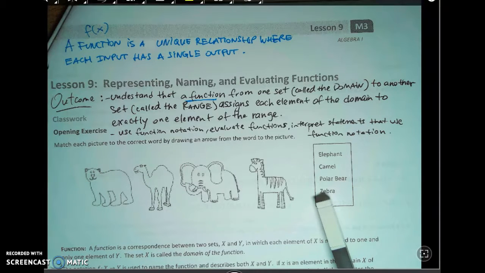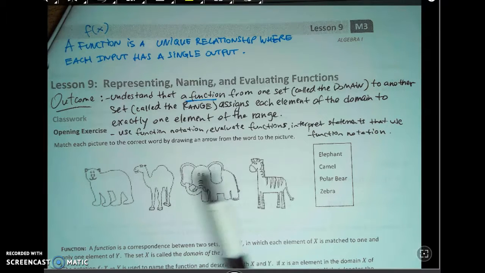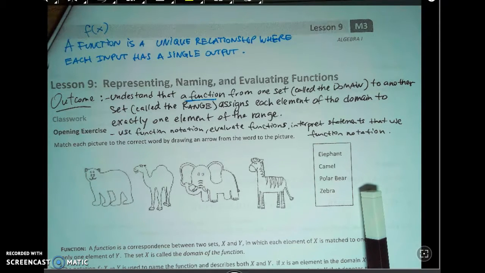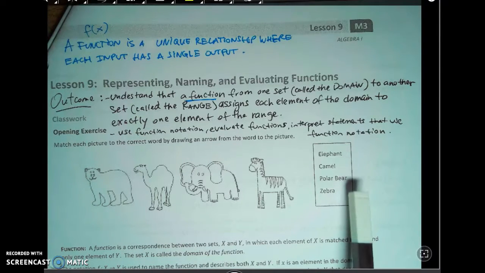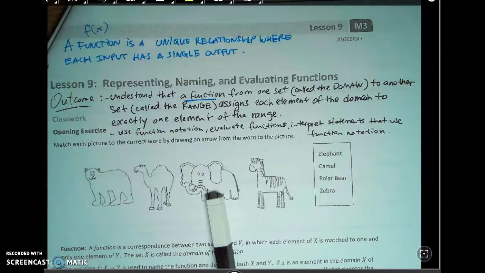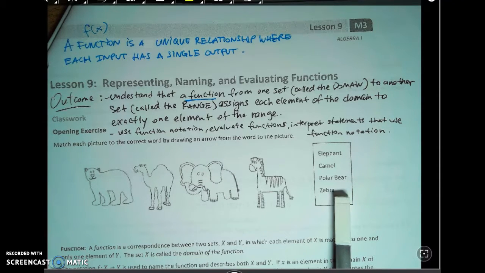So the function is a function from one set called domain, so this might be the domain, to another set called the range, assigns each element of the domain to exactly one element of the range. So we cannot have the elephant be called a zebra as well. There's only one specific element in one set that relates to one specific element in the other set.